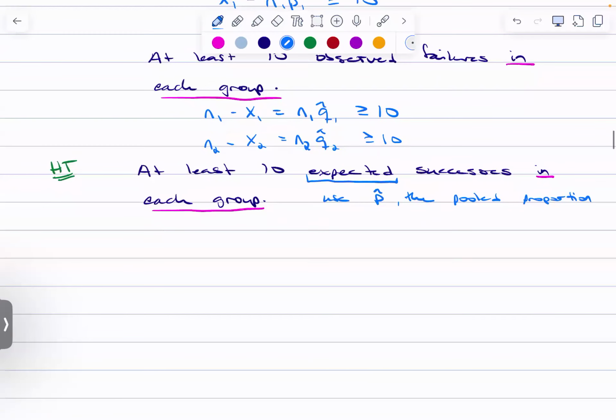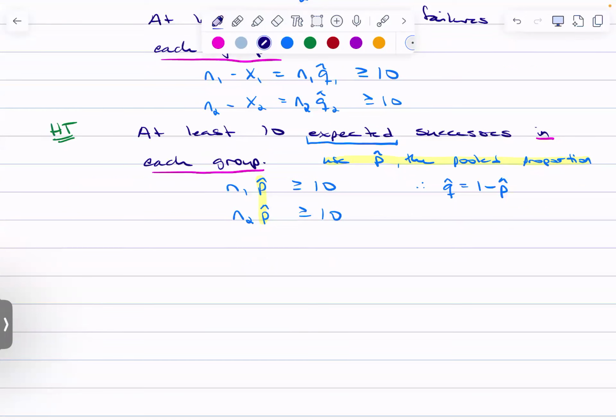So the math on this looks like n1 times p hat, that pooled proportion, has to be greater than or equal to 10. No other option here, because it's the expected number of successes. And n2 times p hat has to be greater than or equal to 10. All right, so use p hat, the pooled proportion here. And by that logic, q hat is 1 minus p hat.